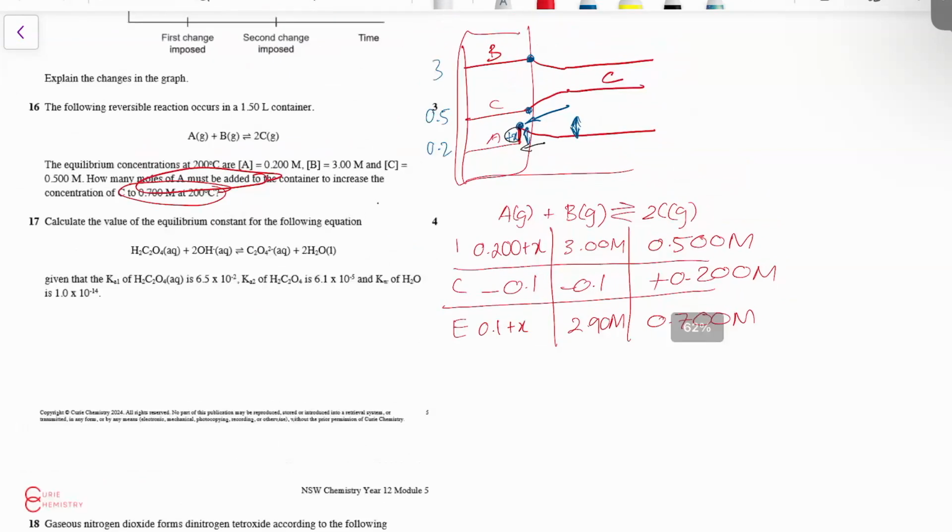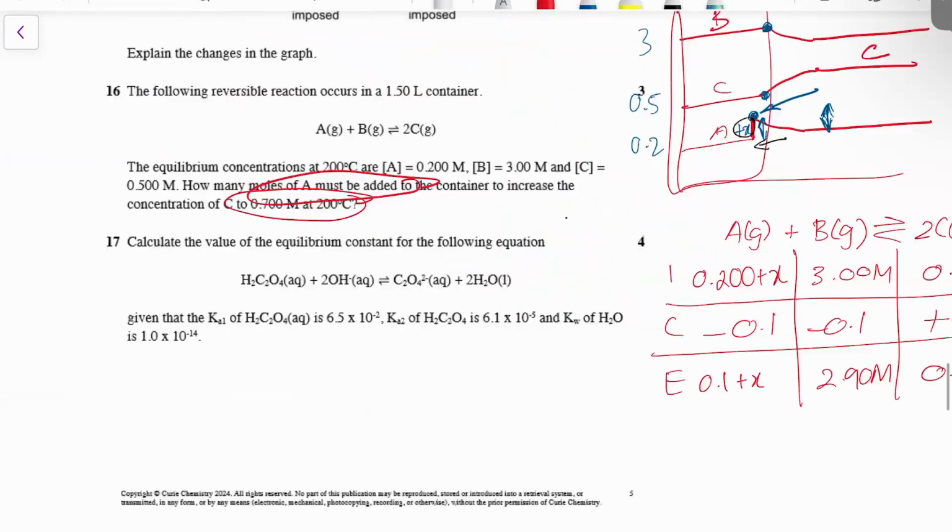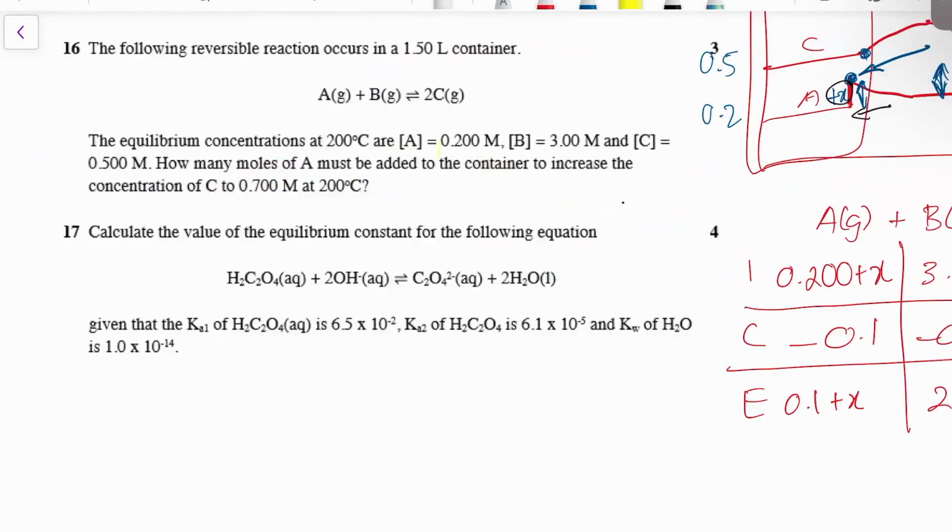It's easier to think about it in terms of the graph and then translate it to the table after. So if I'm looking for X, I actually need to know what my equilibrium constant is. Otherwise I can't solve for X, which is why they had to give you all of the concentrations for the previous equilibrium.